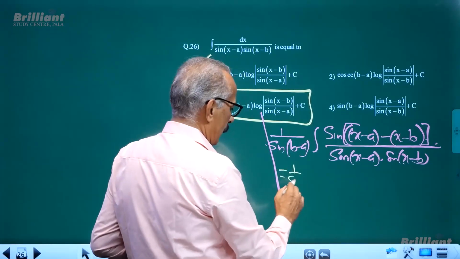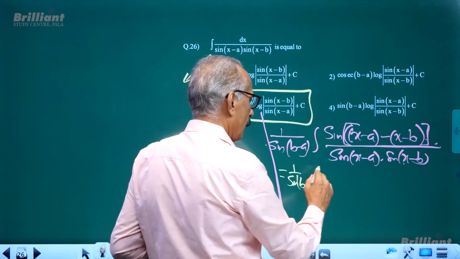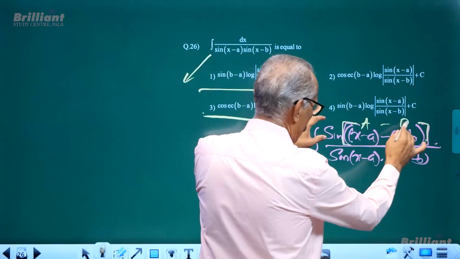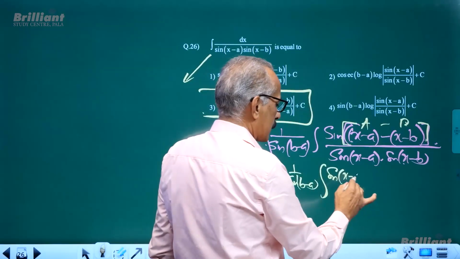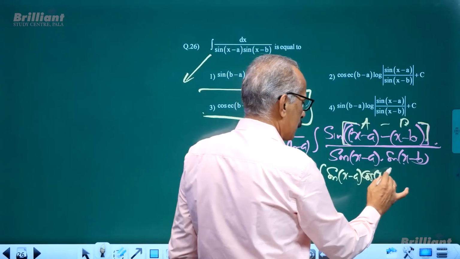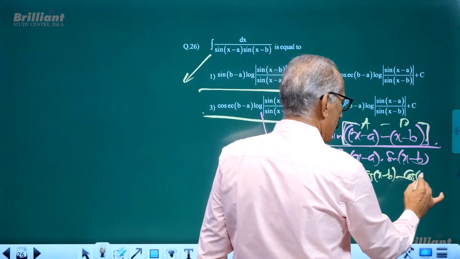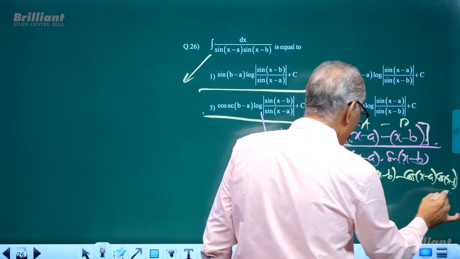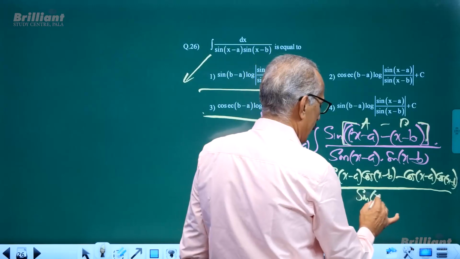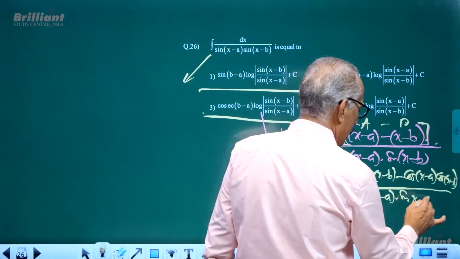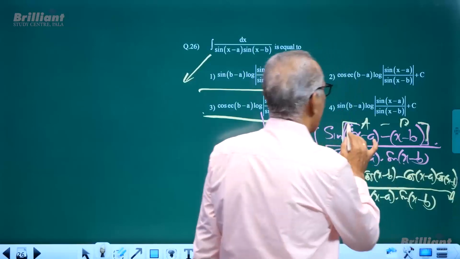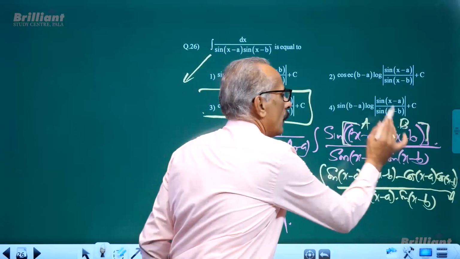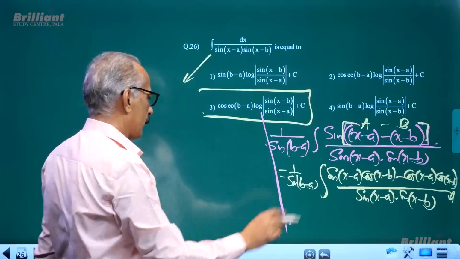This is 1 by sine of b minus a into the integral. This is the sine of the angle, the angle sine of a minus b. That is sine of (x minus a) into cos of (x minus b) minus cos of (x minus a) into sine of (x minus b), whole divided by sine of (x minus a) into sine of (x minus b). Then you split it. This is the angle only, sine of a minus b formula, sine a cos b minus cos a sine b. Now you split, sine of x minus a cancels.